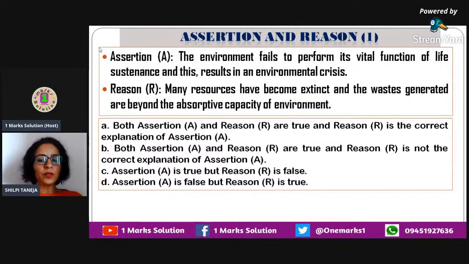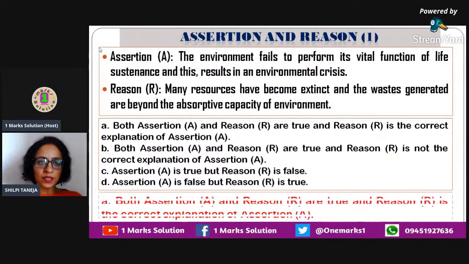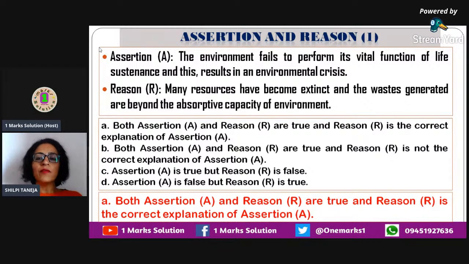So let's start with question number 1. As you can see on the screen, the assertion says the environment fails to perform its vital function of life sustenance and this results in an environmental crisis. I hope you understand this, as we are all facing the environmental crisis these days.